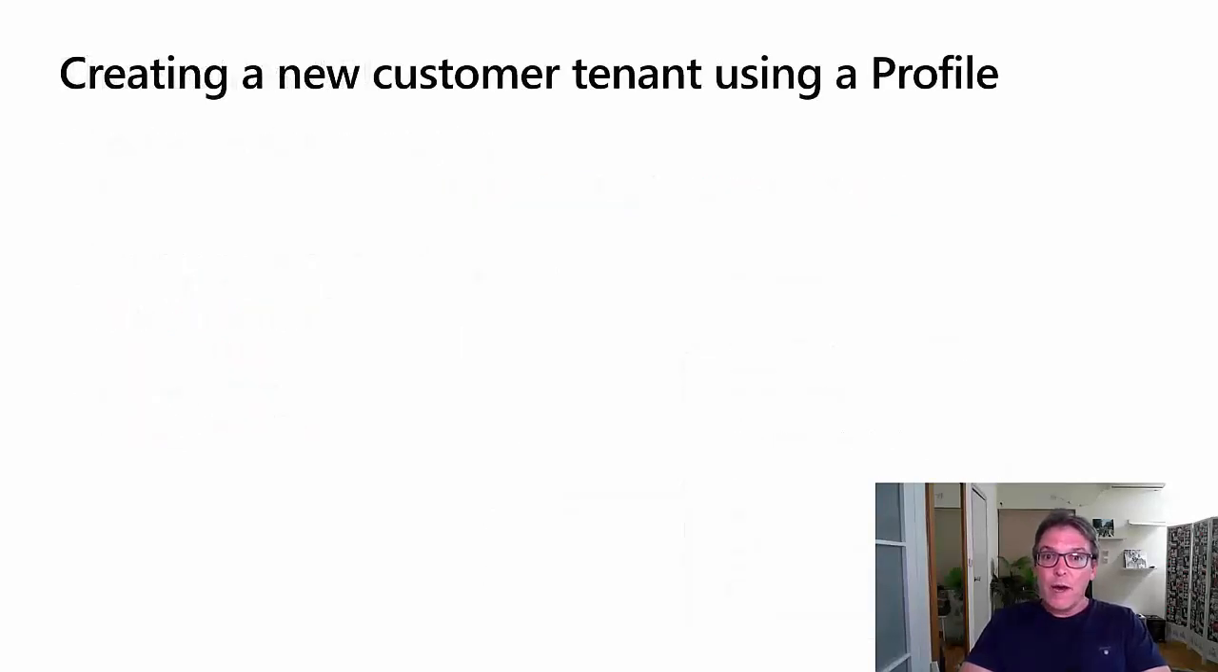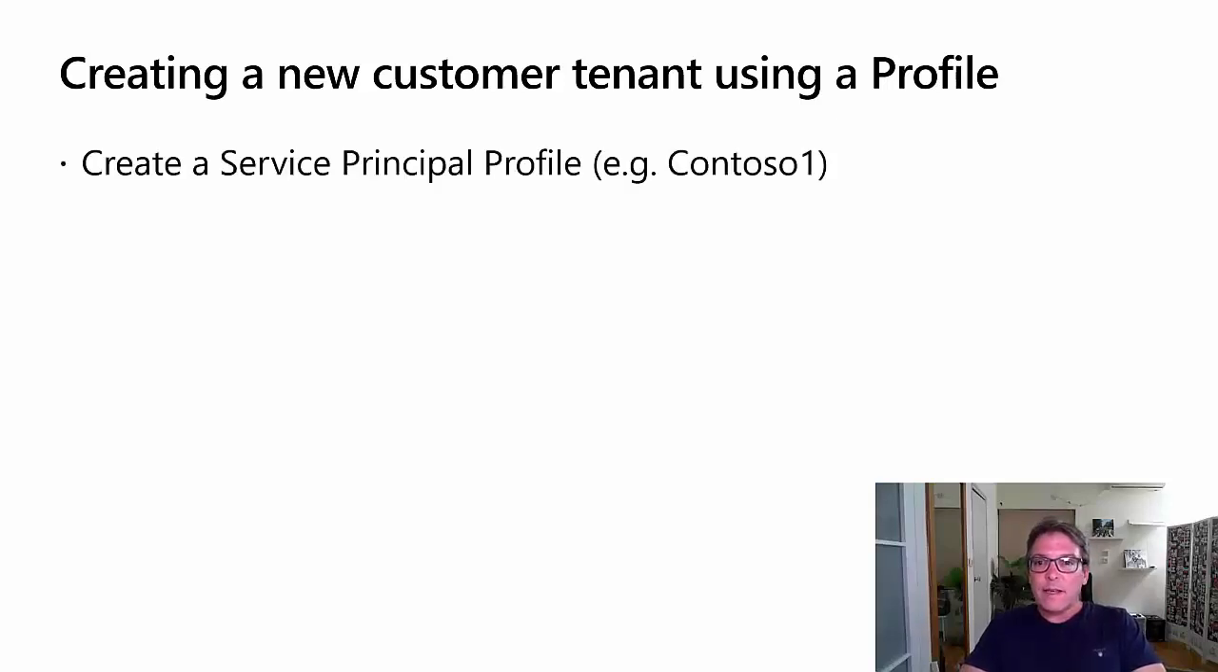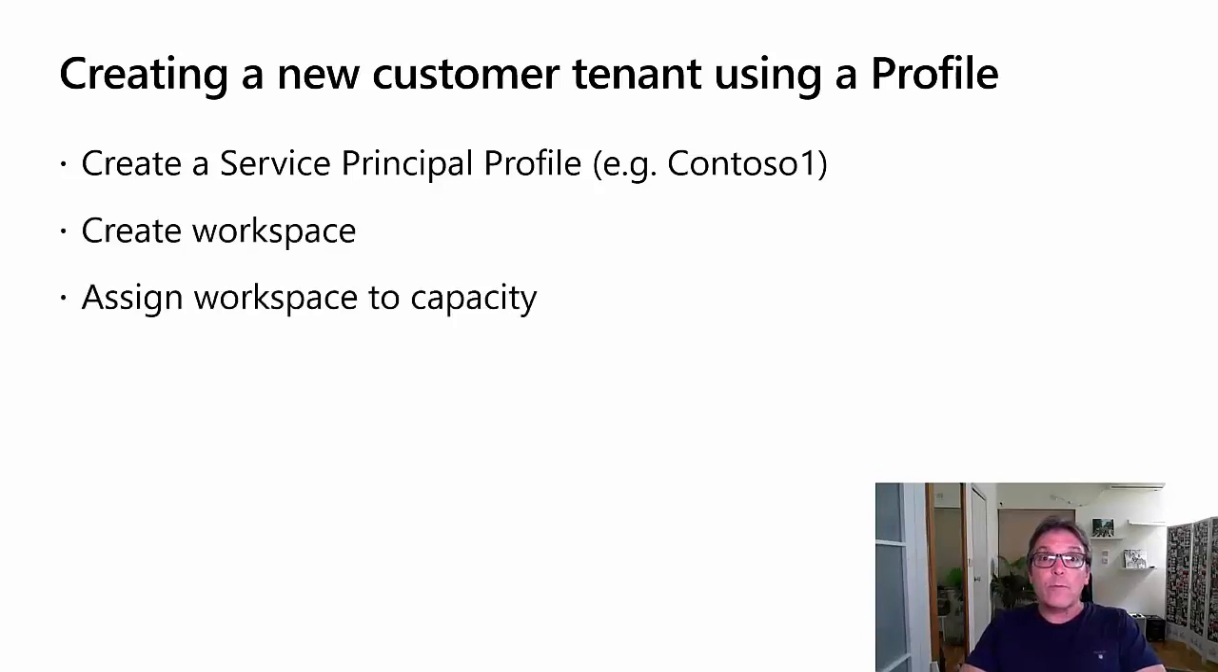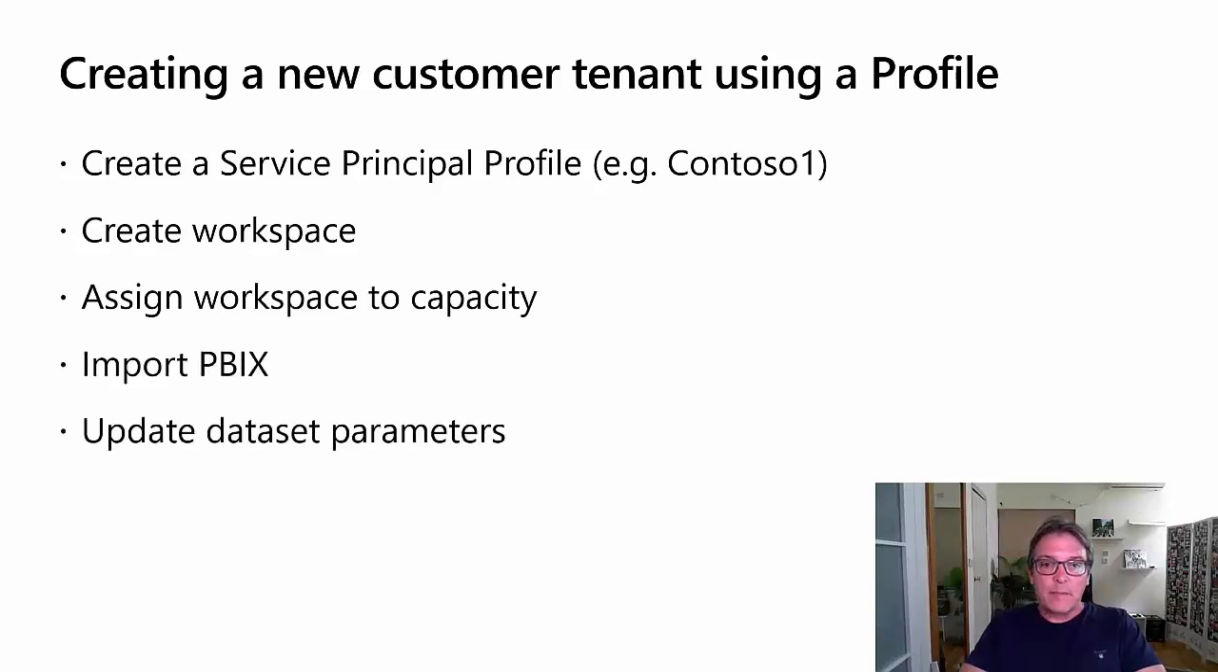So, how do you create a new customer tenant using a service principal profile? The first step is to execute an API call to create a new service principal profile with its display name. That first call is made under the identity of the parent service principal, but this is the only one. All the remaining Power BI REST API calls shown in the following list could be made under the identity of the service principal profile that has just been created. Create workspace, assign workspace to capacity, import PBIX, update dataset parameters, set credentials, and start refresh.